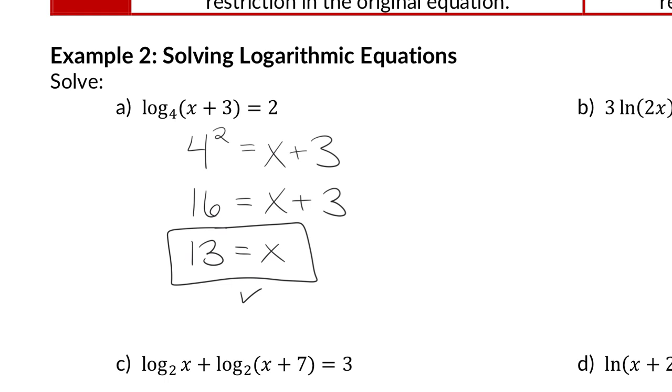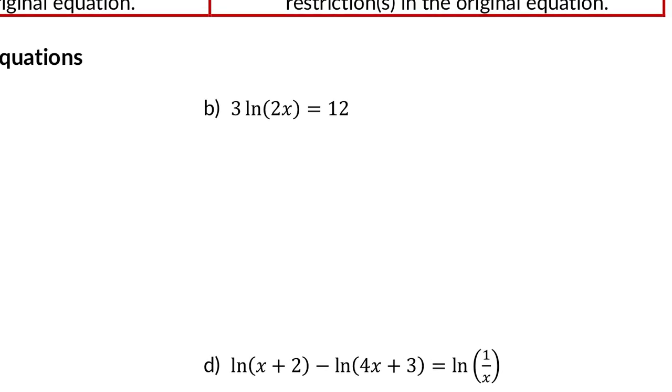Let's look at question B. I see that there is only one logarithm, but it is not isolated. It's not by itself. What do we have to do to get this natural log by itself? Divide by 3. So if I divide both sides by 3, I'm left with natural log of 2x equal to 4.